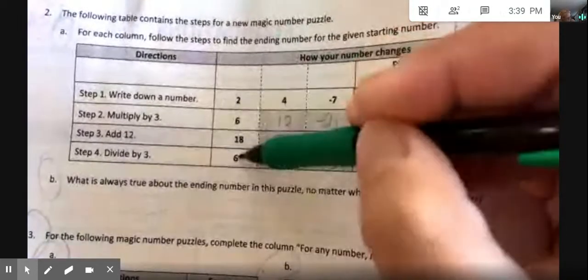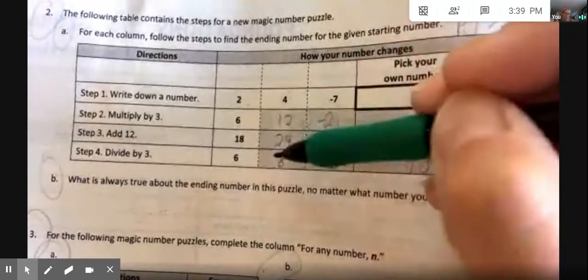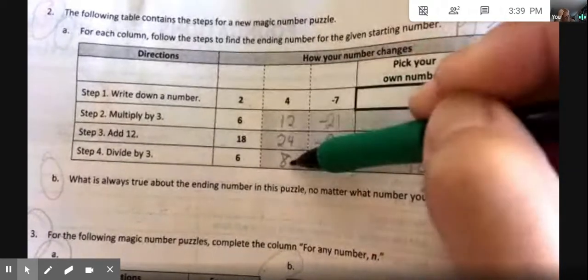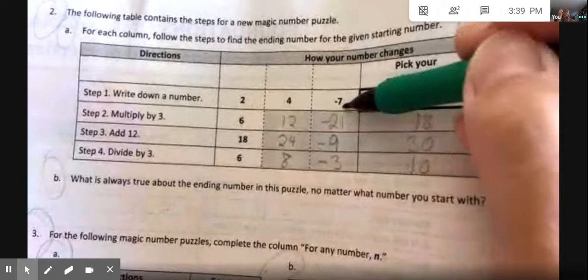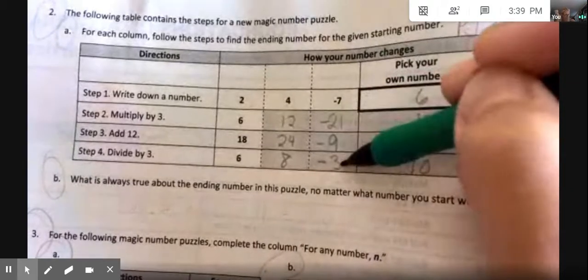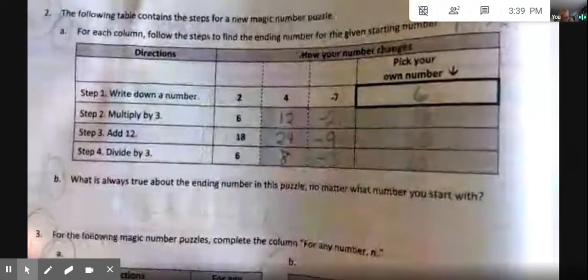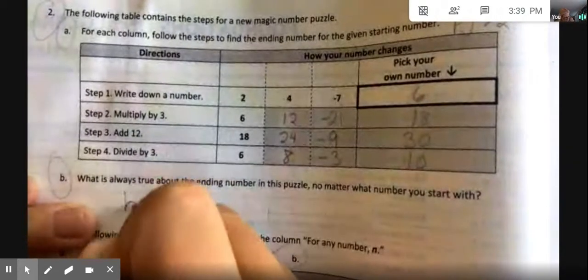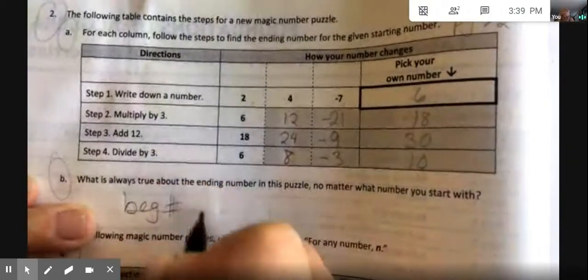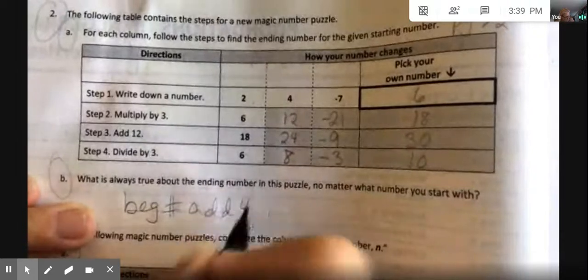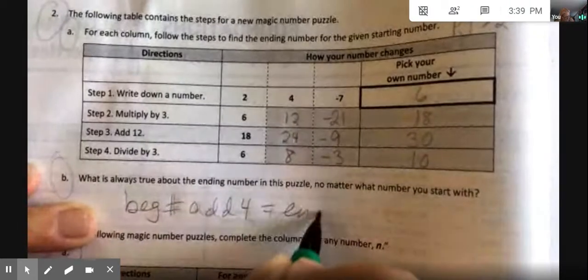So going from 2 to 6, we would be adding 4. 4 to 8 would be adding 4. Negative 7 up 4 would be negative 3. And then 6 to 10. So looks to me like we take the beginning number and add 4 to get the ending number.